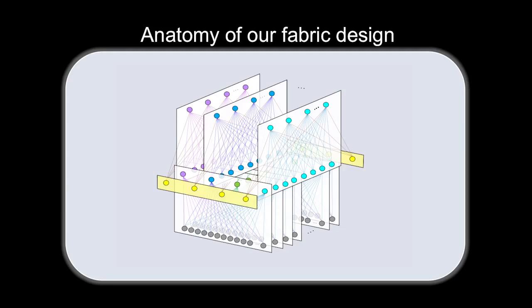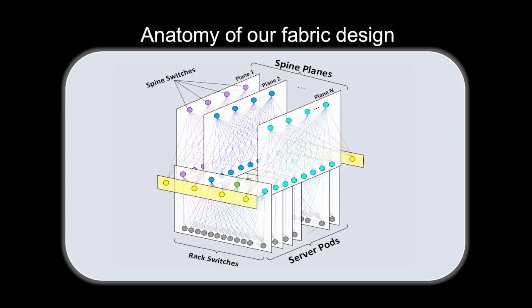Our fabric consists of server pods. Each server pod is like a microcluster. It aggregates a bunch of rack switches, but the number is much smaller than in clusters before. Parallel spine planes provide forwarding performance. Each can scale up to 48 spine switches.